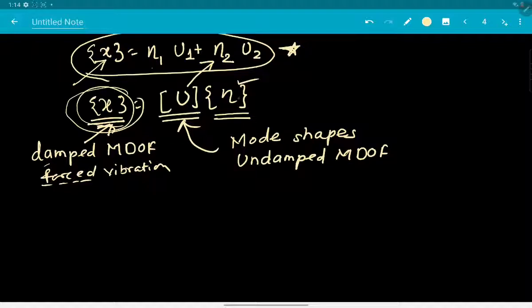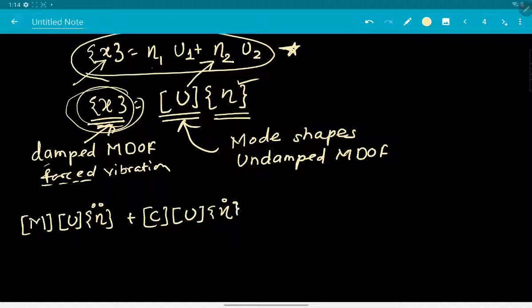So what we'll be doing is putting this expression, the way we have done before, in our equation of motion. We'll be writing down this one: M times U times eta double dot plus the C matrix times U times eta dot, which is the first order derivative of eta with respect to time. Then you have K, U and eta here, and here you have f.